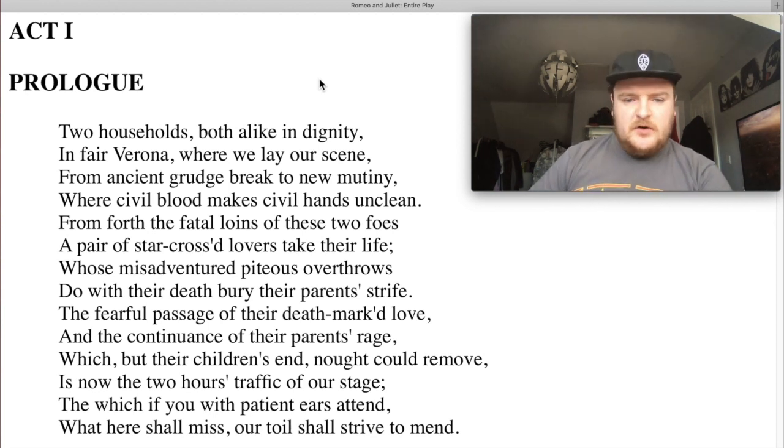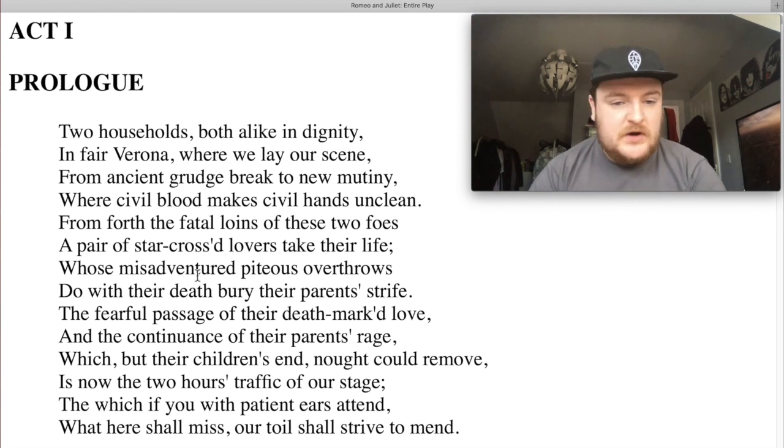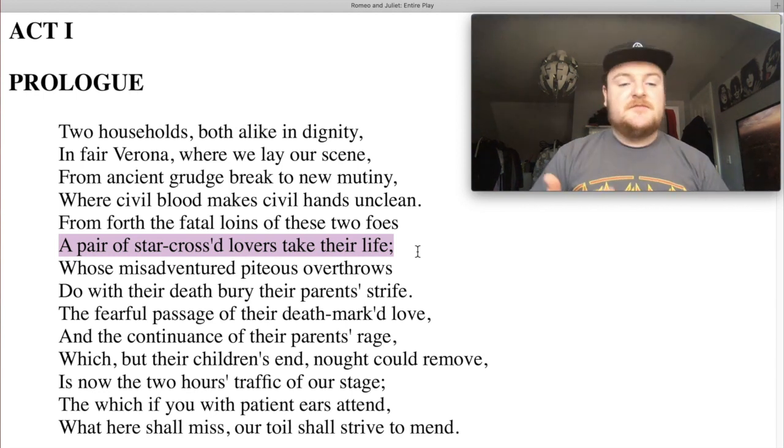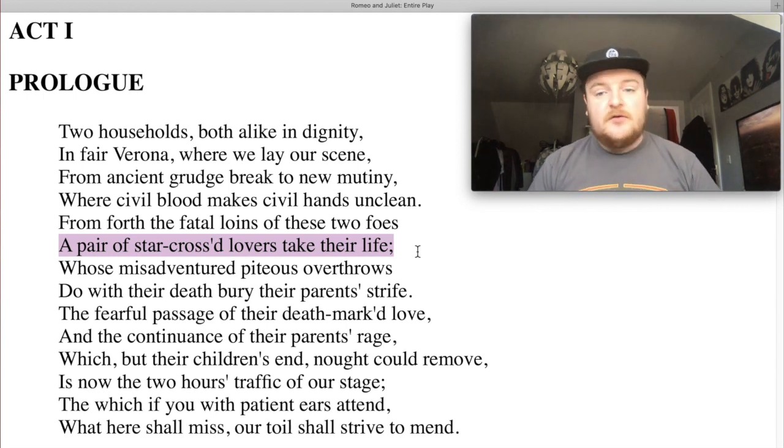So you'll have thought about why that is. Why have they decided to give away the ending? Because it says right there, look, a pair of star-crossed lovers take their life. That's the sixth line of the entire play: a pair of star-crossed lovers take their life. Romeo and Juliet kill themselves. Spoiler alert.